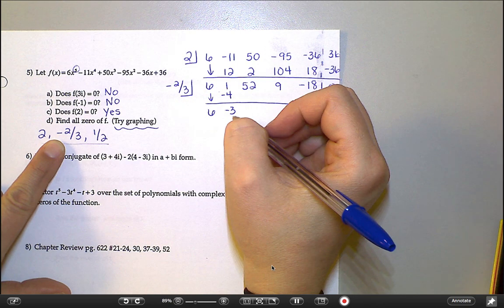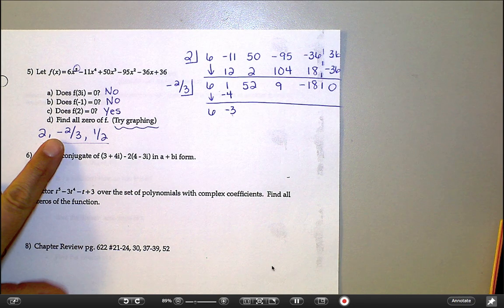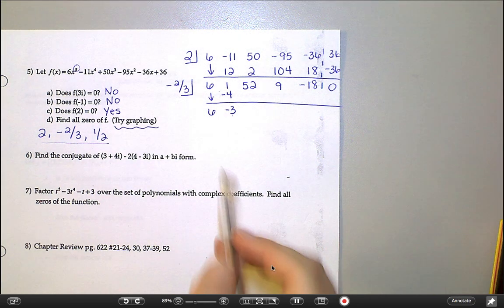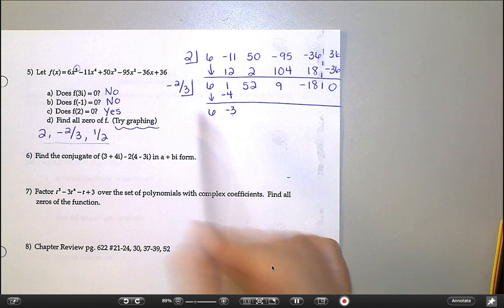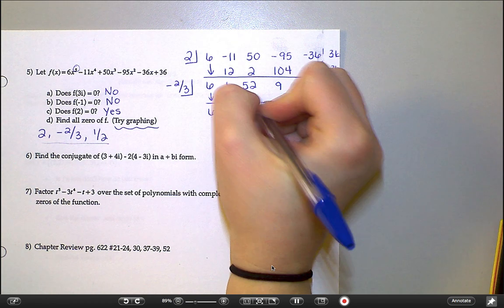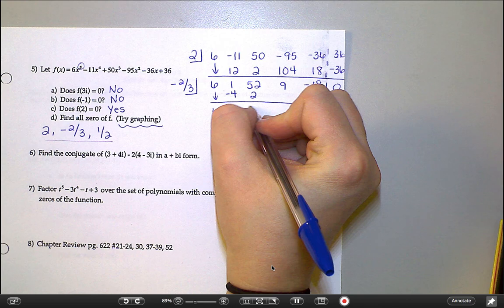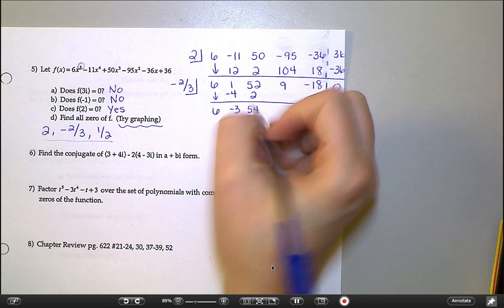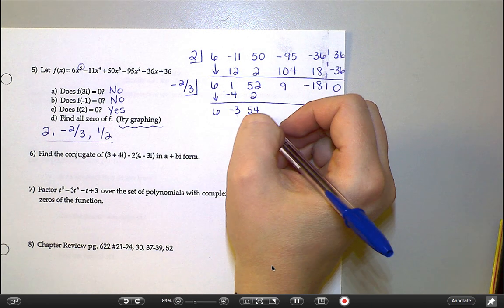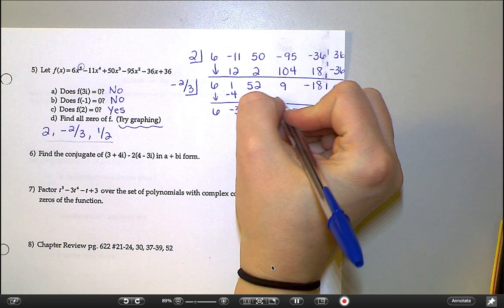Negative 2/3 times 3, and if you're freaking out about the fractions, you could be using a calculator at this point, but I hope that you don't need to, is going to be positive 2. 52 plus 2 is 54. Okay, negative 2/3 times 54 is negative 36.